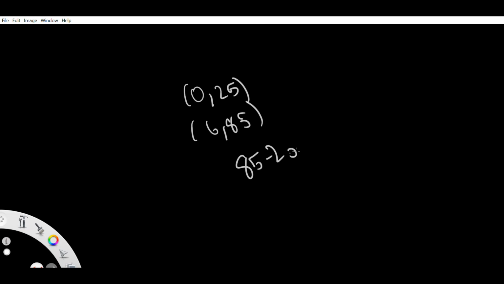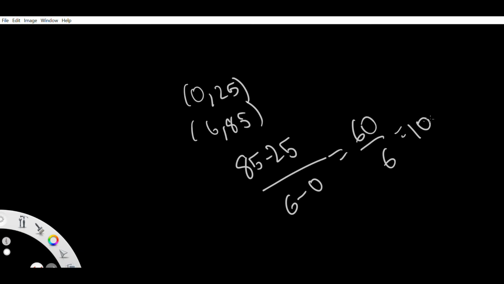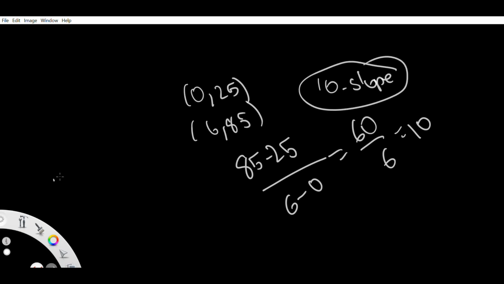Suppose we have two points, (0, 25) and (6, 85). We would do 85 minus 25 over 6 minus 0. We get 60 over 6, which gives us 10. So the slope of this line would be 10, which basically means that it increases 10 in y every time it increases 1 in x, since it's basically just 10 over 1.